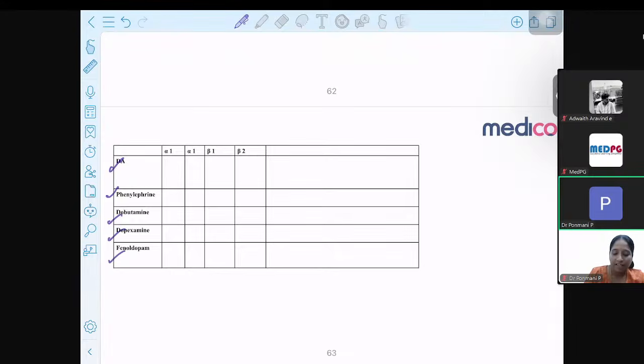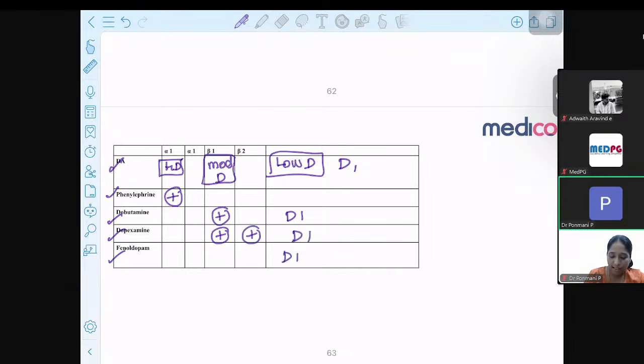Dopamine is a drug which acts on 3 receptors. That is, in high dose, it acts on alpha-1 receptor. In moderate dose, it acts on beta-1 receptor. And in low dose, it acts on dopamine receptor. Phenylephrine acts on alpha-1. Dobutamine acts on beta-1, and as the name suggests, D1. Dopexamine acts on beta-1, beta-2, as well as D1. Fenoldopam is a drug which doesn't act on any other thing. It acts only as a dopamine agonist. Okay, so this is how fenoldopam is going to act.